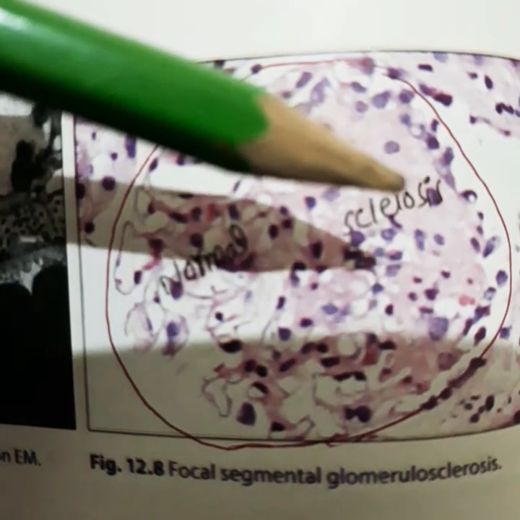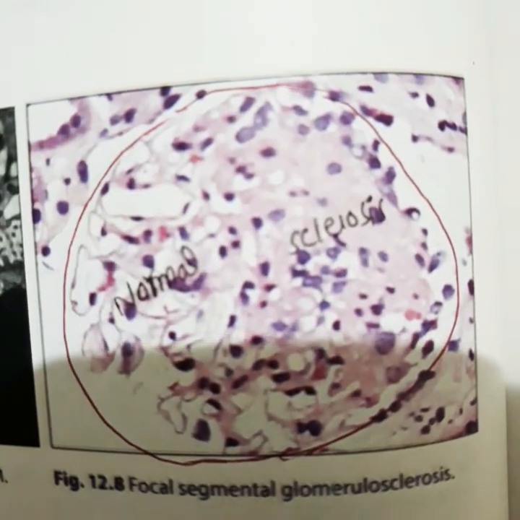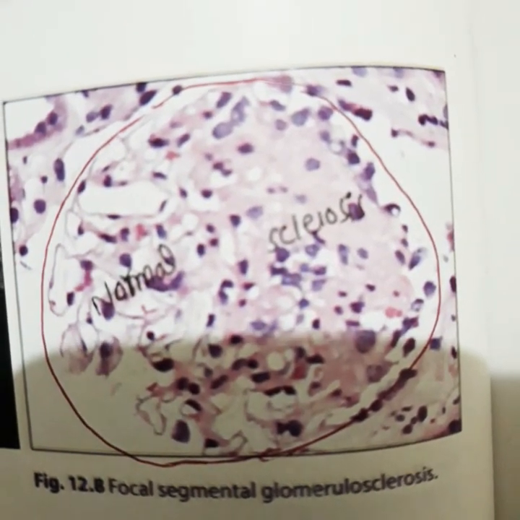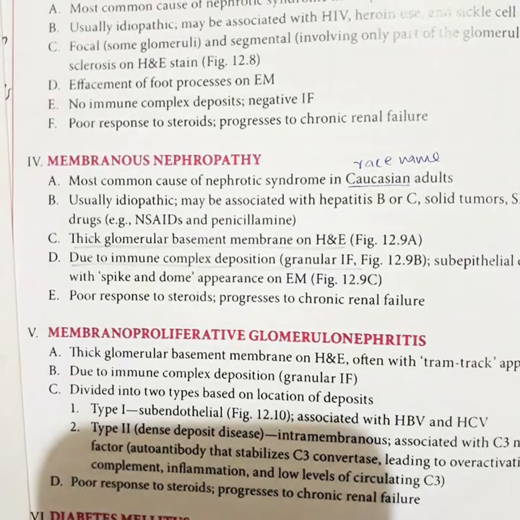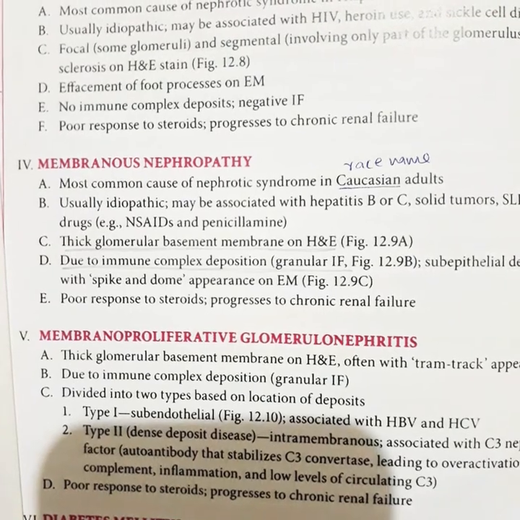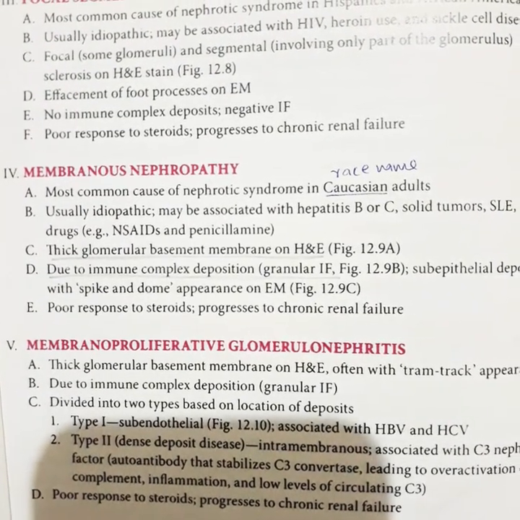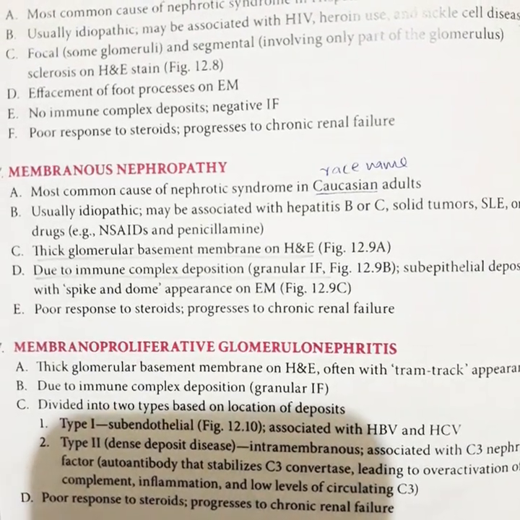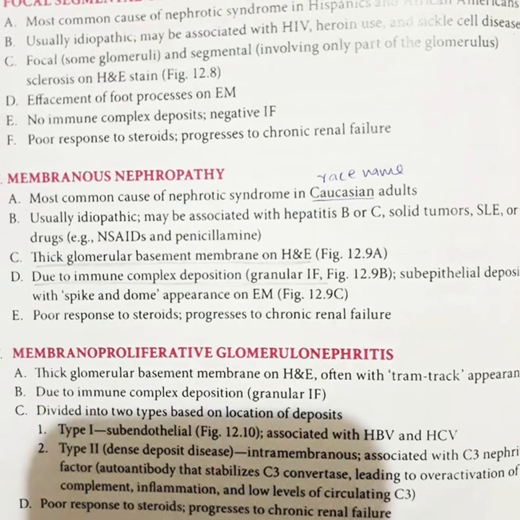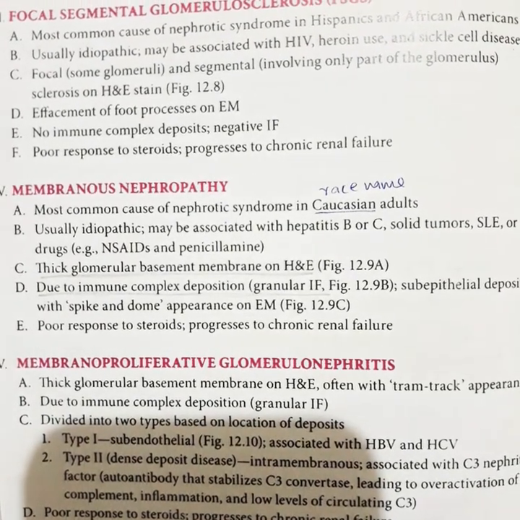Normal and sclerosed. Sclerosis means collagen deposition. Focal segmental glomerulosclerosis. Membranous nephropathy, most common cause of nephrotic syndrome in Caucasian adults. Usually idiopathic, may be associated with hepatitis B or C, solid tumor, SLE, or drugs such as NSAIDs and penicillamine.